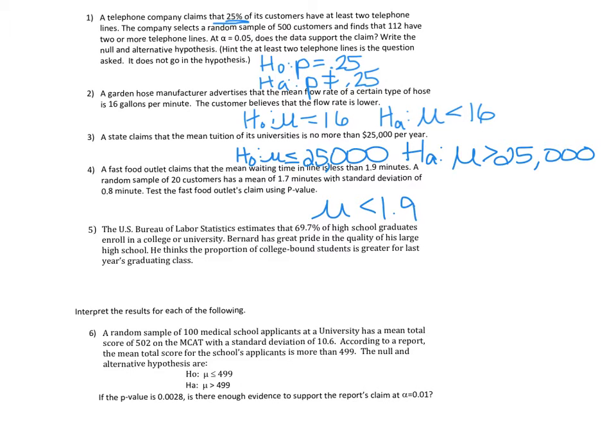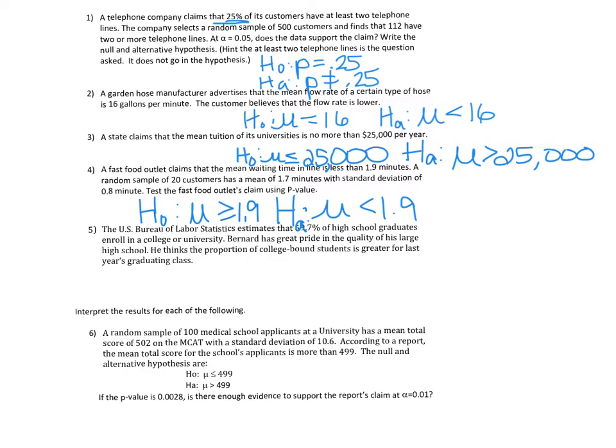Okay, so we said that the mean waiting time in line is less than 1.9, so we got mu is less than 1.9. So that, because it doesn't have the equal sign, is HA. And then your H0, you got to flip that sign, so it's mu is greater than, and add the equal, because I wrote an A. H0 is always going to have the equal sign on it.